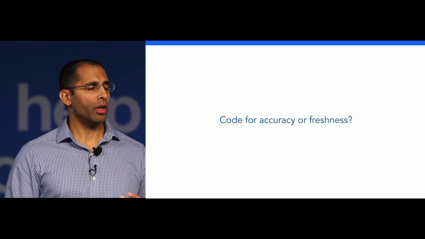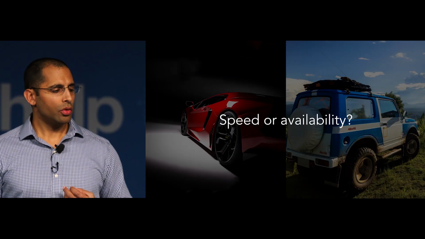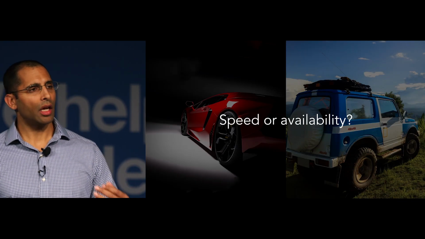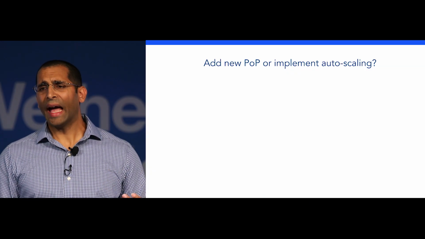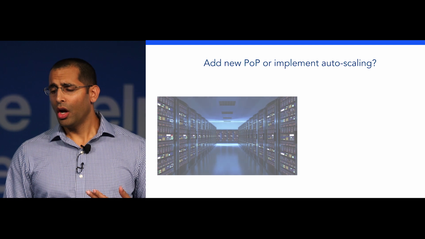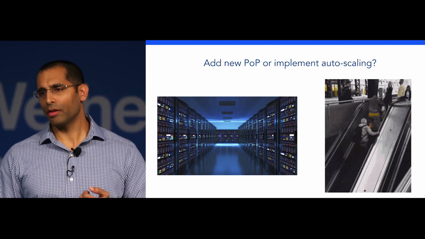Do you write code for accuracy or for freshness? Do you target speed of the site or availability of the site? Do you add a new point of presence, or do you implement auto-scaling? Implement it better than those guys.